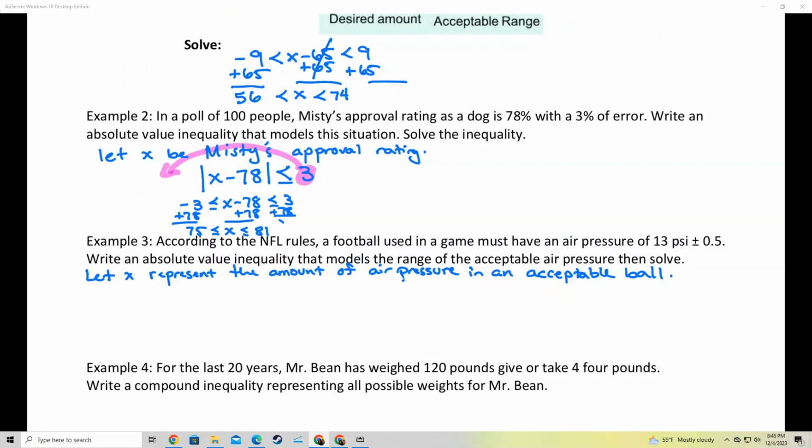What I want to do is make sure that this x, that amount of air pressure, the distance between that and my target is 13. So I'm going to subtract 13. I want that to be less than 0.5. Must have an air pressure of 0.5. Yep. So it can be less than or equal to 0.5 and still be okay.